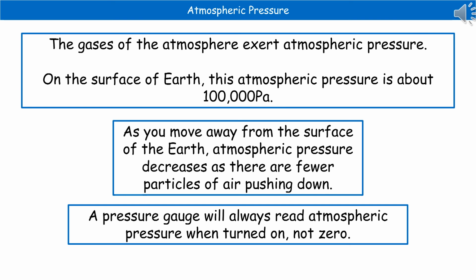The second type of pressure we need to know about is atmospheric pressure. So the gases that make up our atmosphere exert this atmospheric pressure, and on the surface of the Earth it's about 100,000 pascals. As we move away from the surface of the Earth, then atmospheric pressure decreases, and the reason for this is there are fewer particles of air pushing down on us. One thing to bear in mind though is when we're using a pressure gauge, it will always read atmospheric pressure when it's turned on, not 0, so you have to set it to 0.